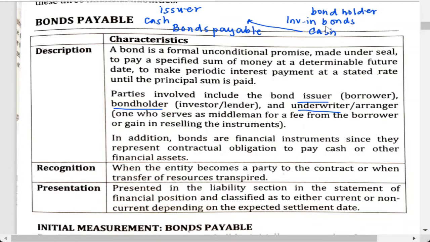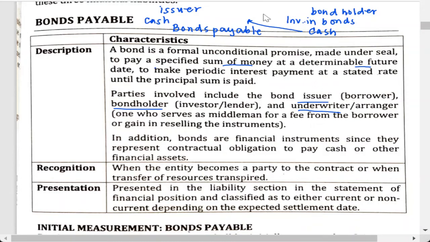So si issuer, again, is the borrower, and the bondholder here in form is an investor. Ang iyahang i-debit kay investment in bonds. Pero in substance ani, ang iyahang role gyud sa transaction is a lender, kay magpahulam man siya og money, wherein later on, bayaran sa issuer at a specified sum of money at a determinable future date plus interest payments at a stated rate. Then we have the underwriter.